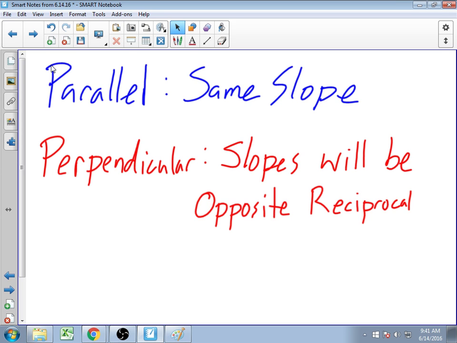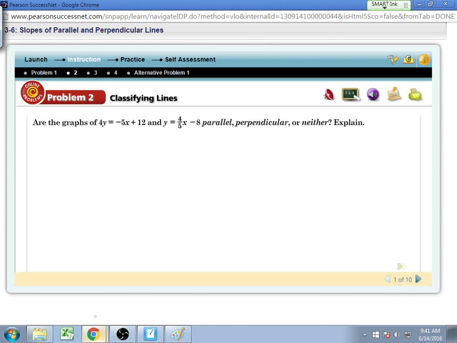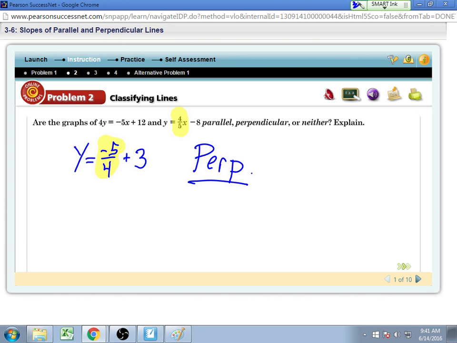So, if we're trying to classify lines, I need to first put both of these in slope-intercept form. So to do that, I would need to divide by 4. And 12 divided by 4 would be 3. Then I compare the slopes. If one line has a slope of 4/5 and the other line has a slope of -5/4, these are perpendicular. Because they have opposite reciprocal slopes, that means that they are going to hit like this. And you could see this if you throw them into Desmos or something like that. We can see that perpendicular relationship.